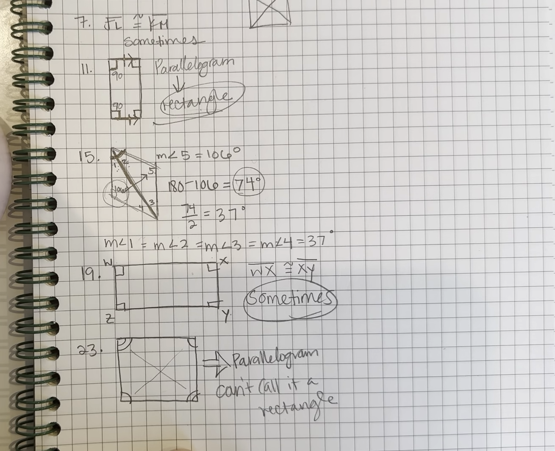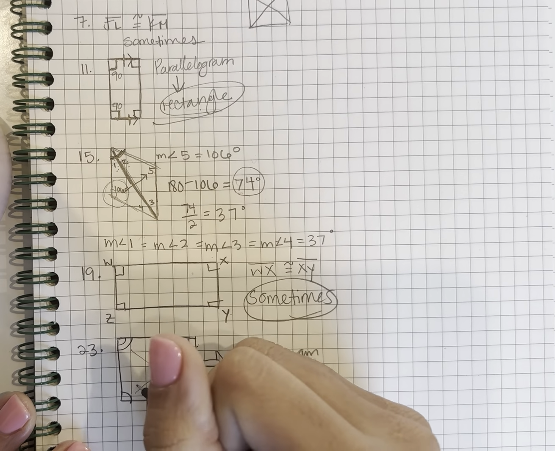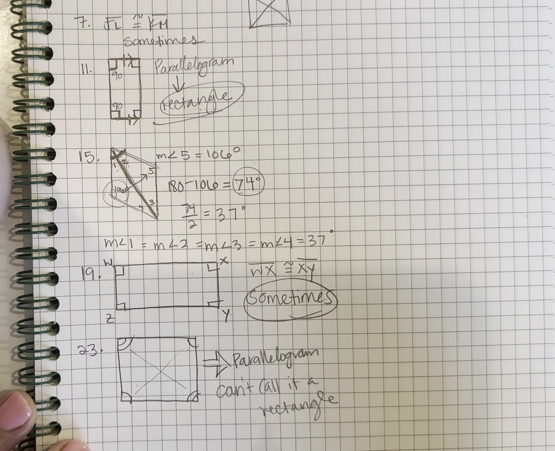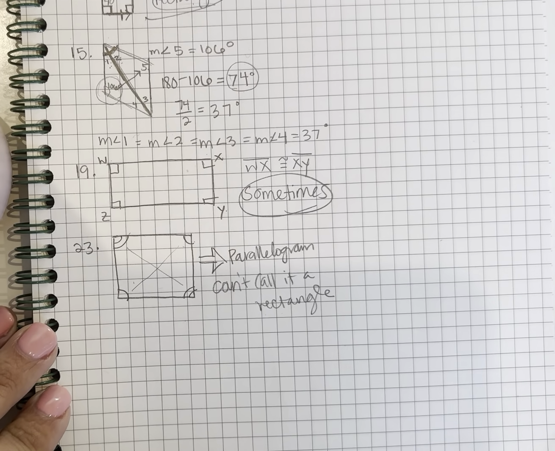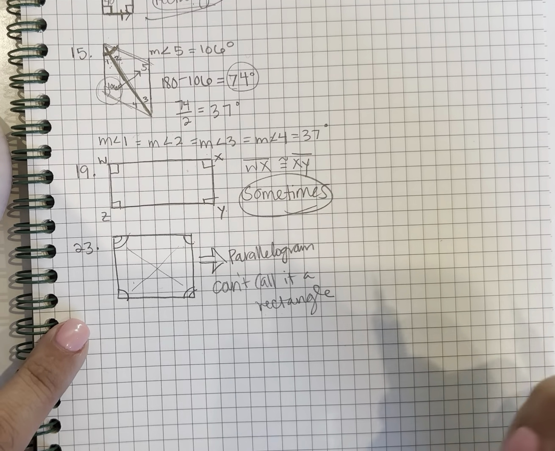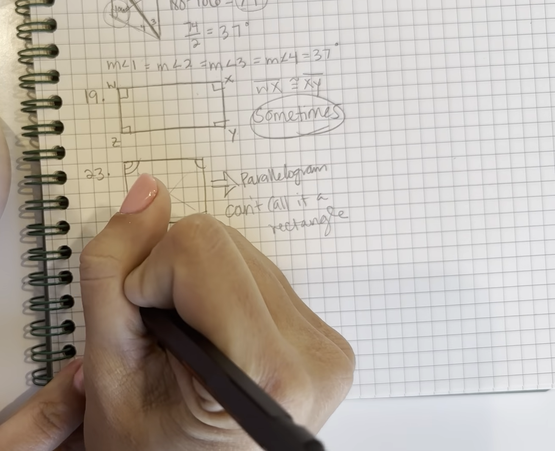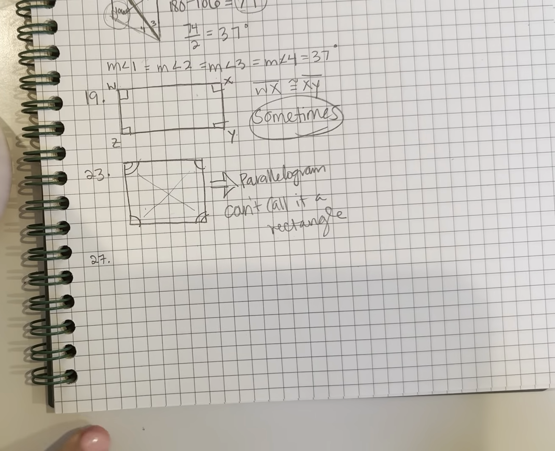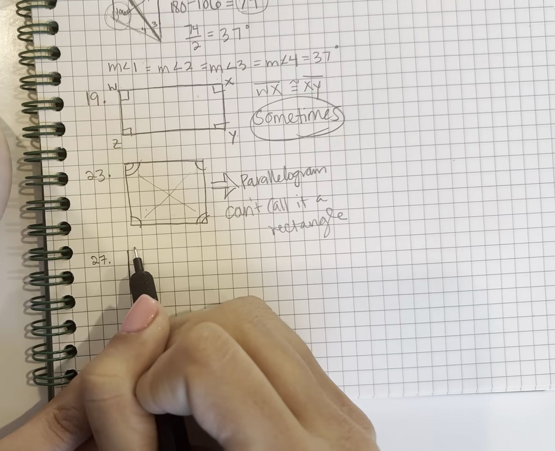Okay? Now, if all four of these were marked as congruent, all four, then there'd be only one option for them to be 90, which means then it would have been, but not this time. Okay, so 23, skip 25, go to 27. Find the lengths of the diagonals of the rectangle. So here's our rectangle.